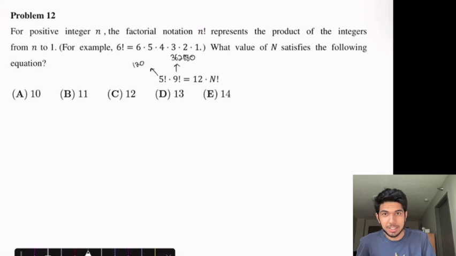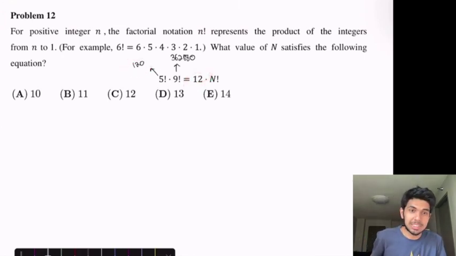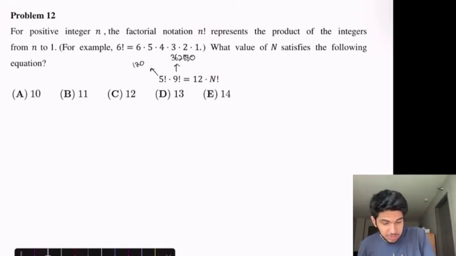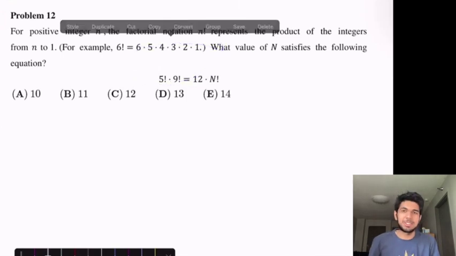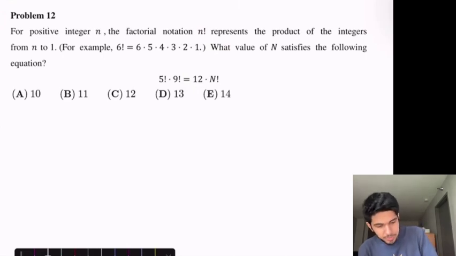Or another thing that could be helpful is maybe once you compute these factorials, you notice that 120 and 12 appear on opposite sides. Maybe there's some sort of cancellation there that you could do. That works too. And in fact, that'll get you the correct answer pretty quickly if you make one sort of realization. But here's the realization that I'll make.